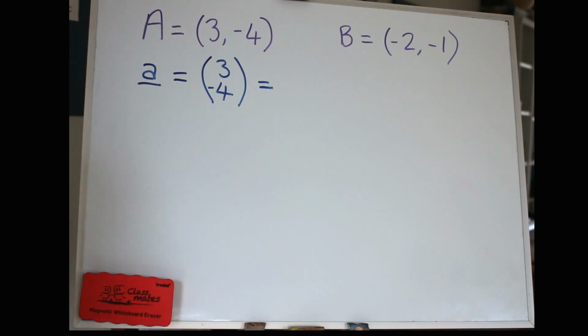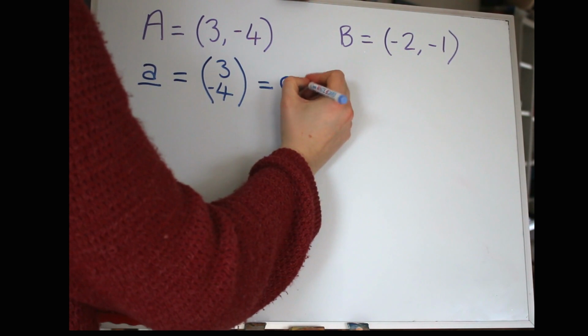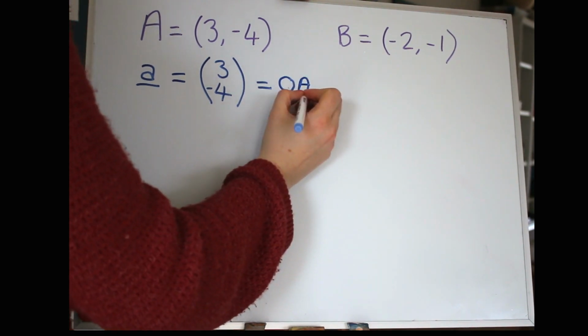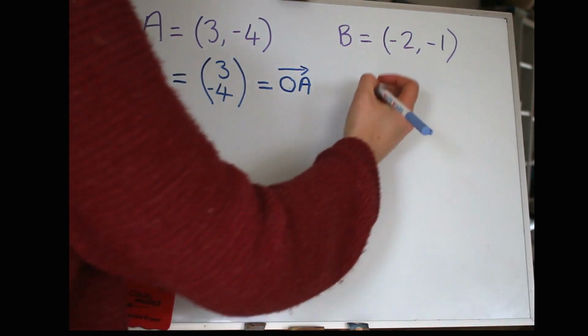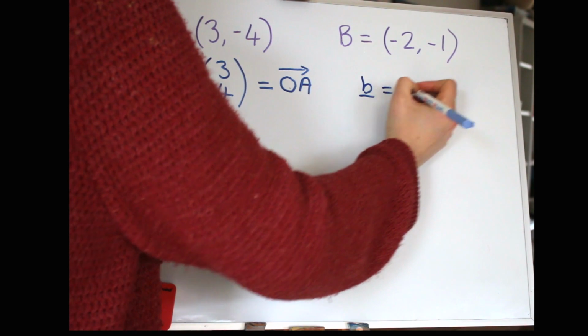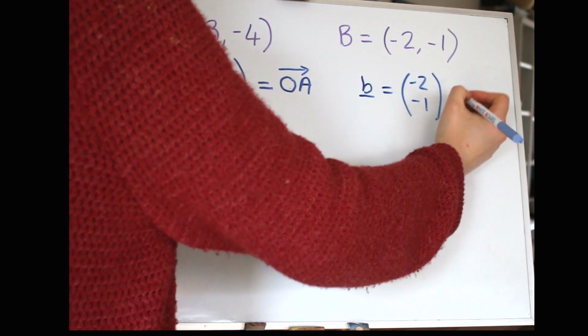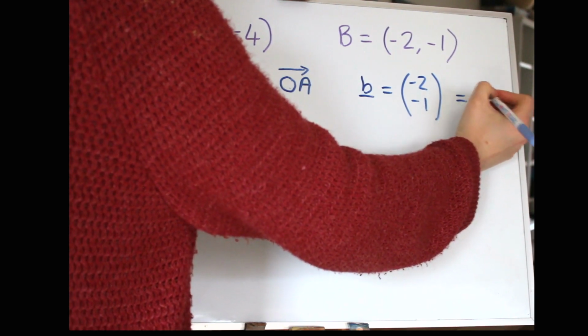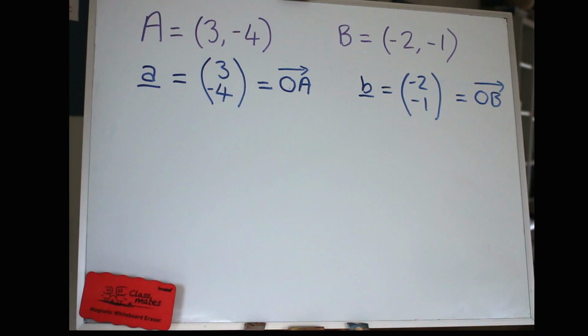So another way of writing a vector is from one point to another point. So here, origin to A, with a little line over the top. And we'll do the same for B, so turning that into a position vector is just turning it around into a column vector. And you can also write that as the origin to the point B with an arrow over the top.